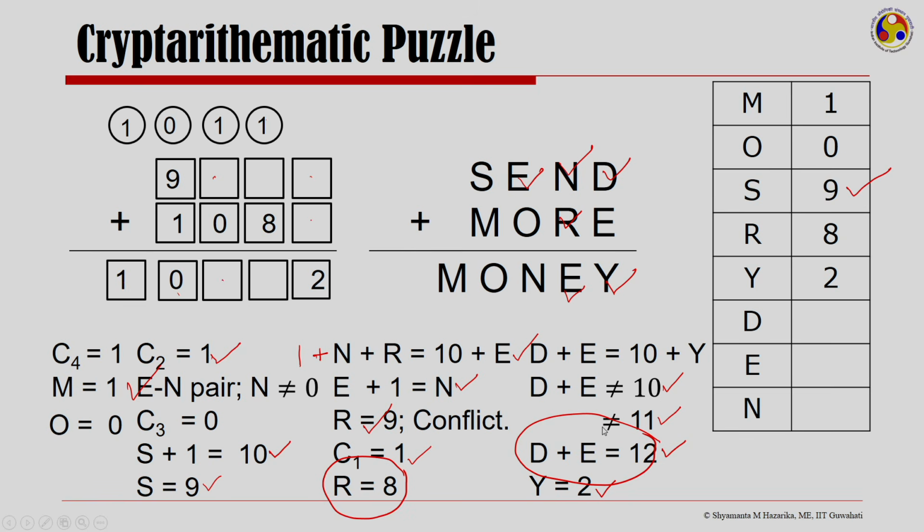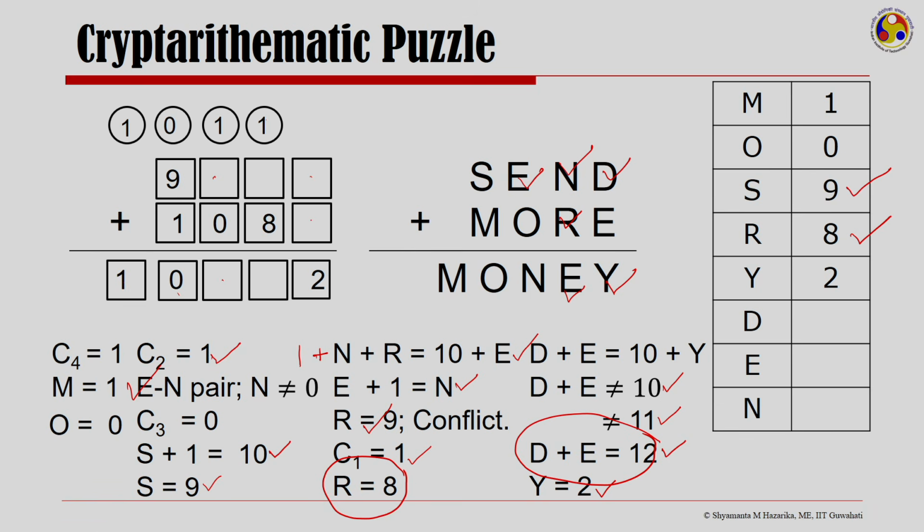D plus e could be 12 for digits 0 to 9 in a number of ways. One could be that I start with d equal to 3, but then I would have e equal to 9, and s is already 9. So, d equal to 3 is not a possibility. Then I could start with d equal to 4, but then e would be equal to 8, in which case it would conflict with r equal to 8. So, d is not 4.